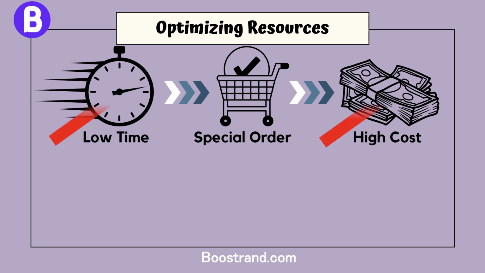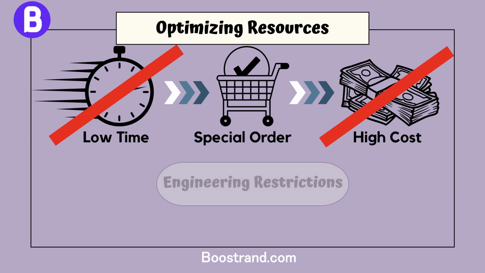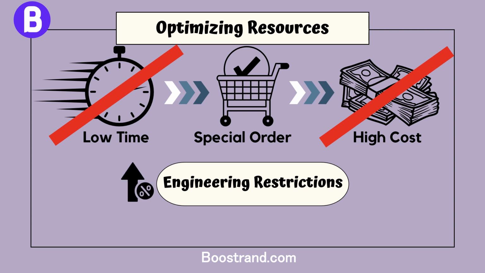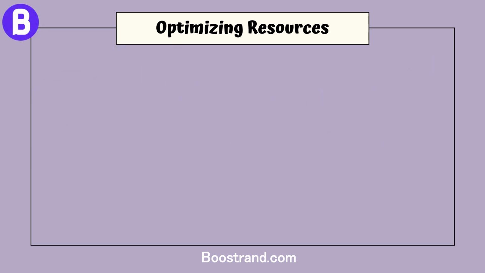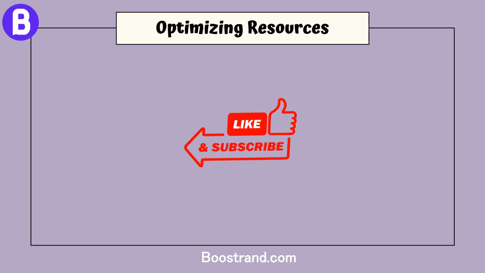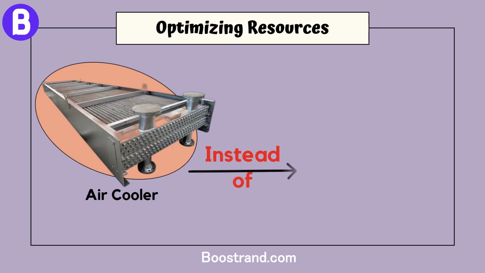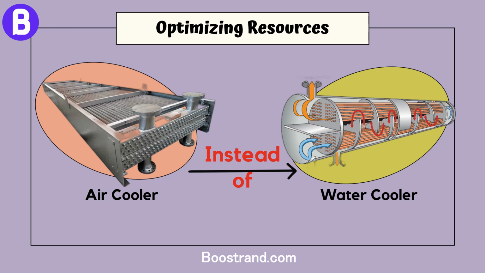The resources are not just related to time and money. There are also engineering restrictions. For example, in offshore projects, there are very high restrictions with respect to the plant area and equipment weights. So in this case the minimum sizing is the highest priority. If we are restricted by the use of some utilities such as cooling with air instead of water because no cooling water system is available, then we cannot use water coolers in this case, and so on.